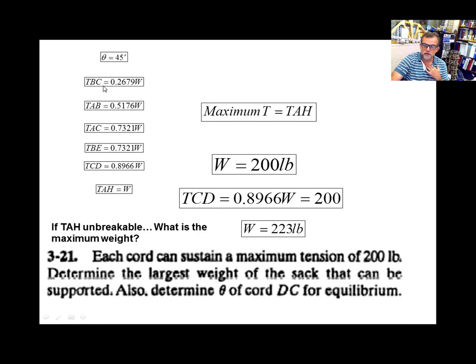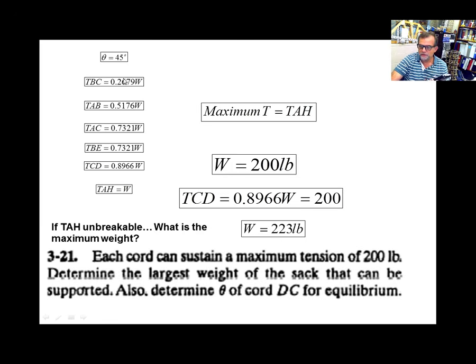For this particular cable to withstand 200 pounds, I have to calculate the weight, which is 200 divided by 0.2679, and that's about 746. So for this cable to fail, the weight should be 746 or 747.